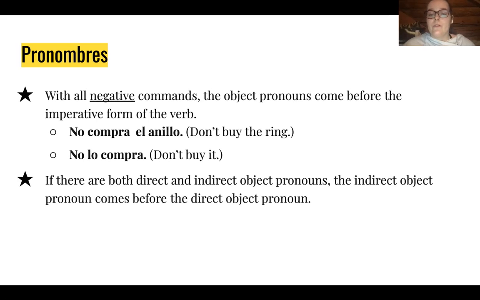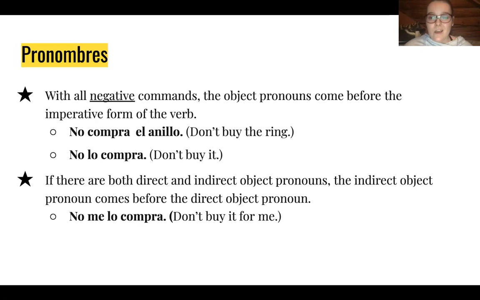If you have both indirect and direct object pronouns, again, the indirect object pronoun is going to come before your direct object, just like in our affirmative commands. So no me lo compra. Don't buy it for me. This is super awesome. You don't have to worry about accents because you're not giving your verb extra syllables. You're just adding words to your sentence. It's super nice. You don't have to think about where's that emphasis?